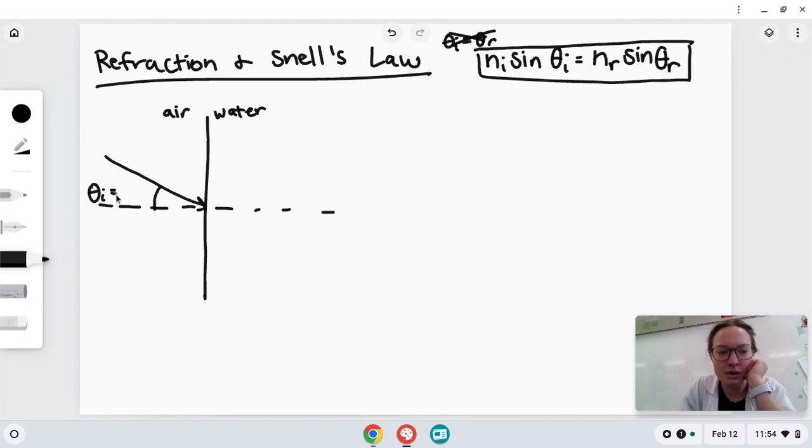We measure angles with respect to the normal. And I say, wow, yes, that's so true. You are so very correct about that. So I'm going to call this angle 33 degrees.